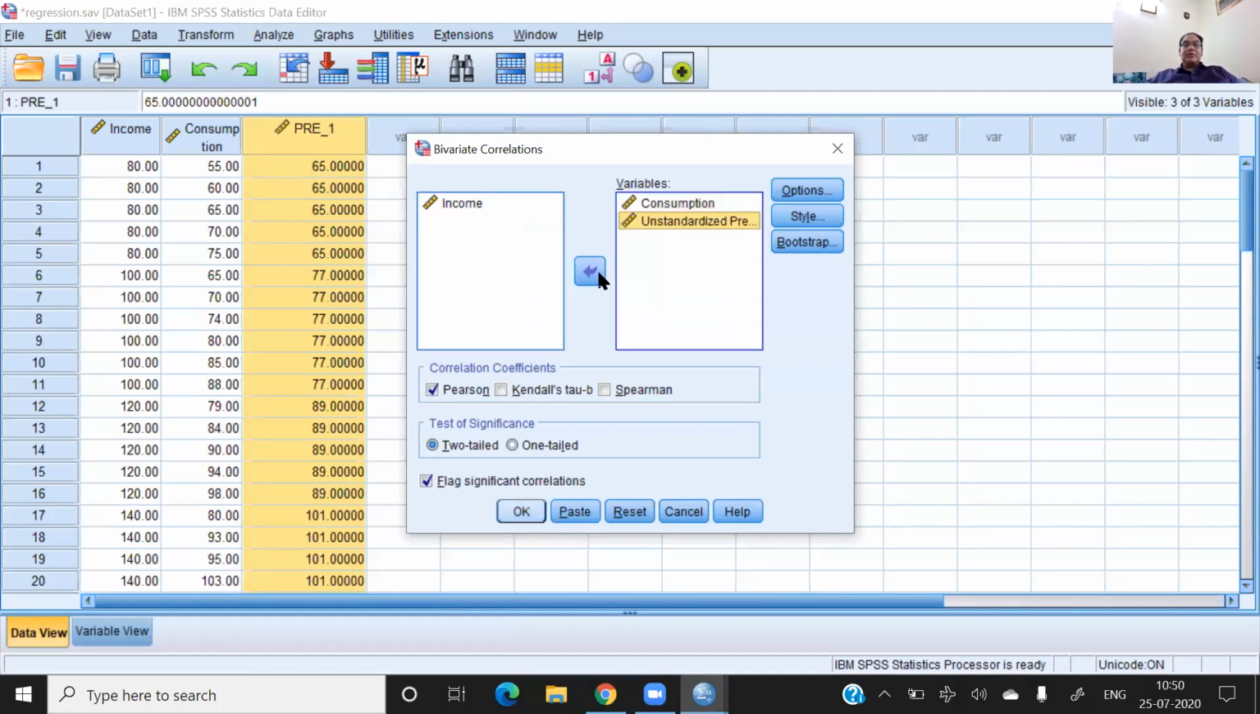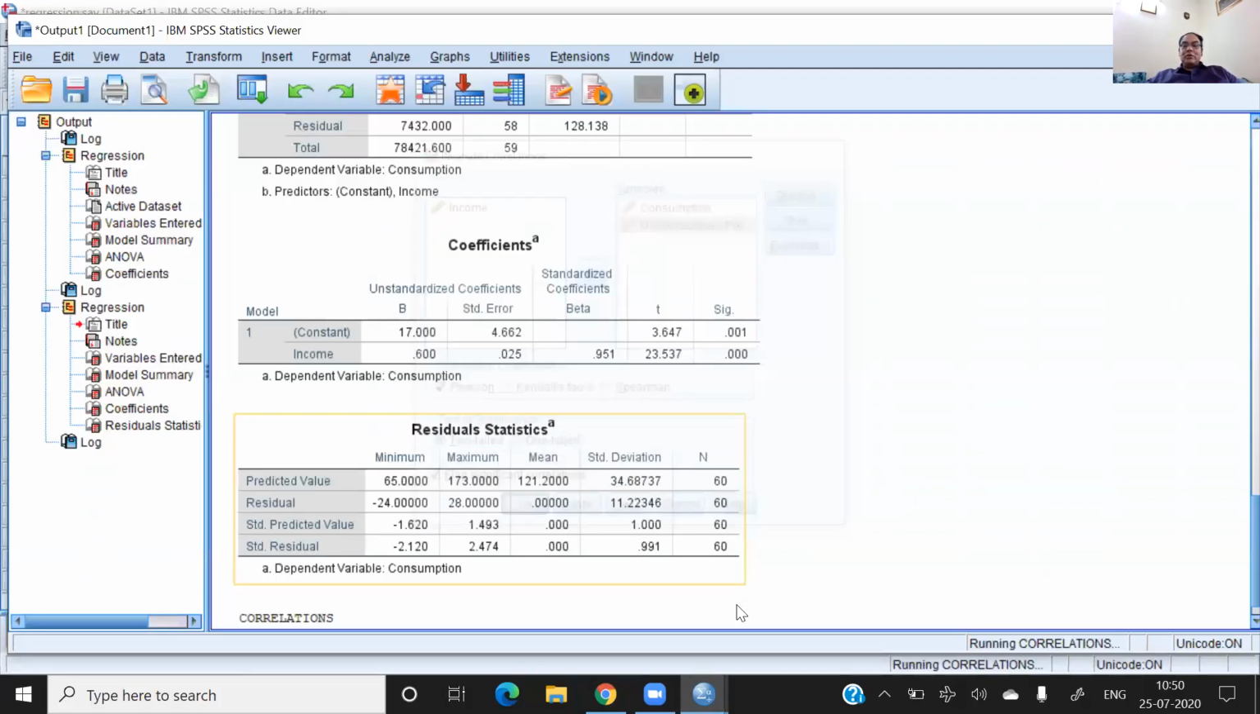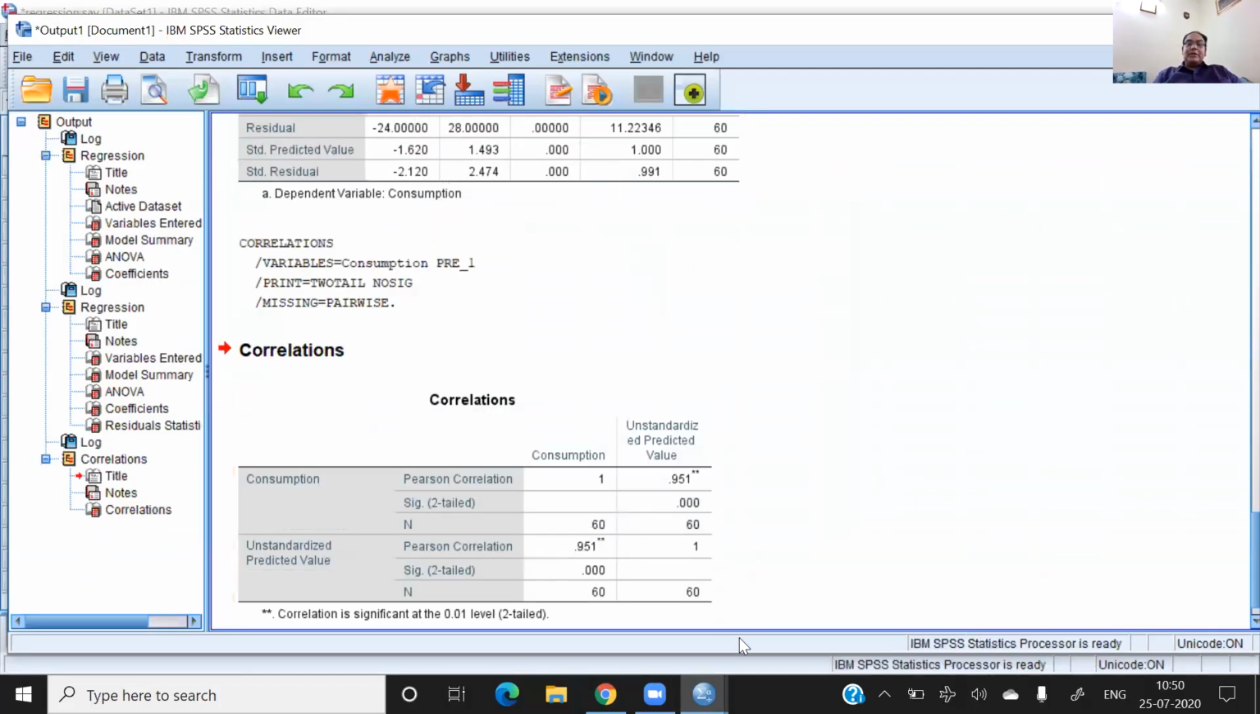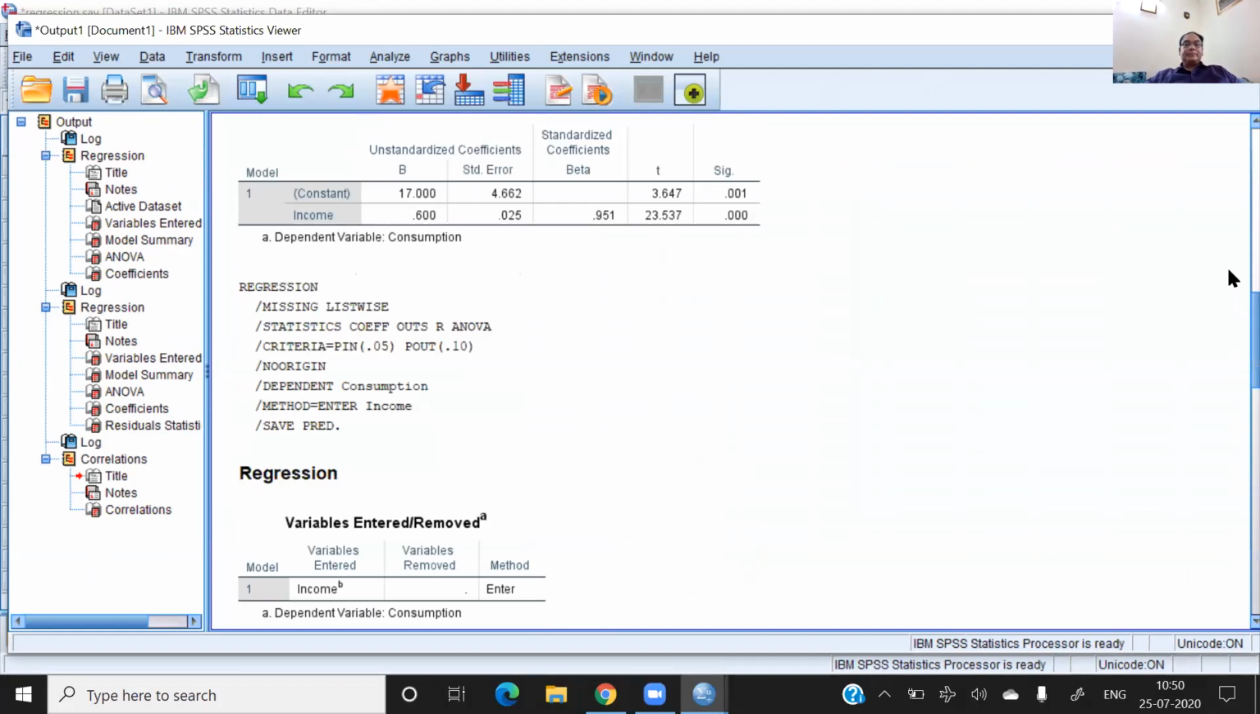Let's find out the result. Now you can see that the correlation between the actual y and the predicted y is 0.951. So this is the importance of multiple correlation. So we can start with the correlation value, right?